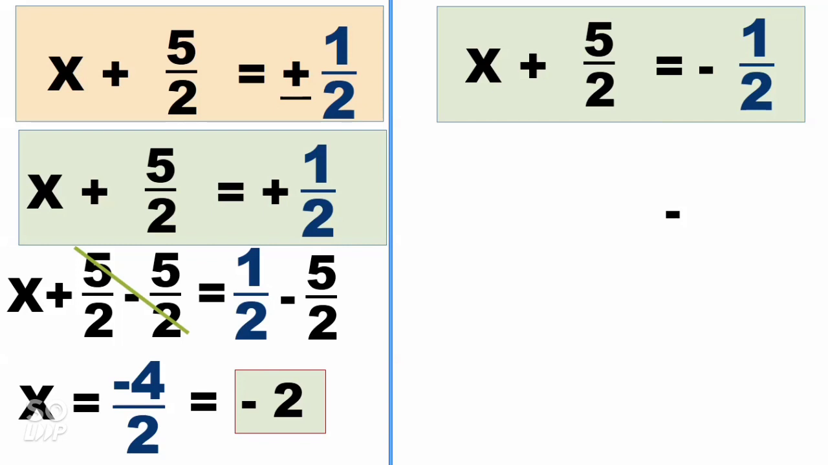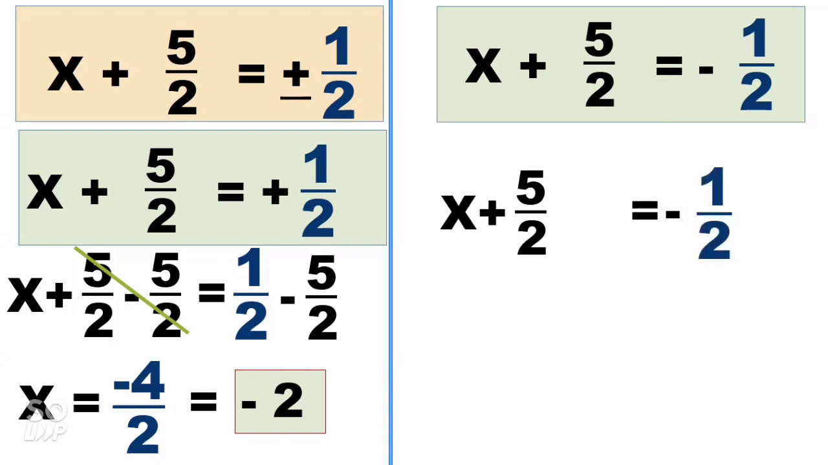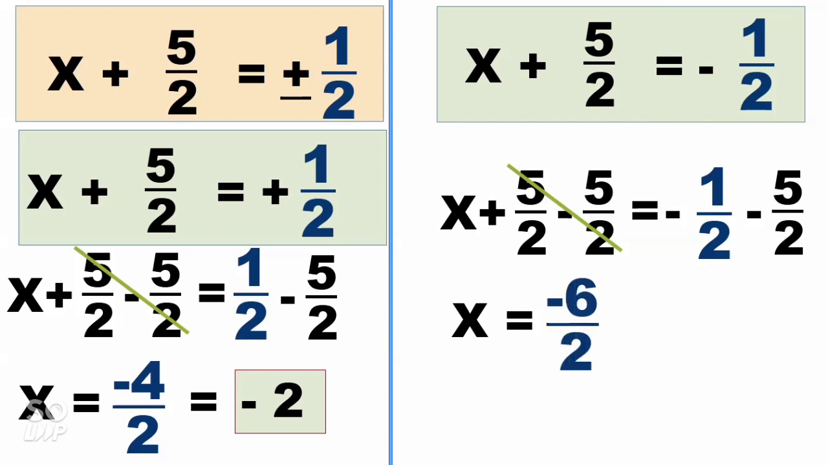Next, let's have the second one. The x plus 5 over 2 equals negative 1 half. So para ma-eliminate yung 5 over 2, mag-a-add tayo both side ng equation ng negative 5 over 2. So that is the addition property of equality. So 5 over 2 minus 5 over 2 is cancel or 0. Then now we have x equals negative 6 over 2.